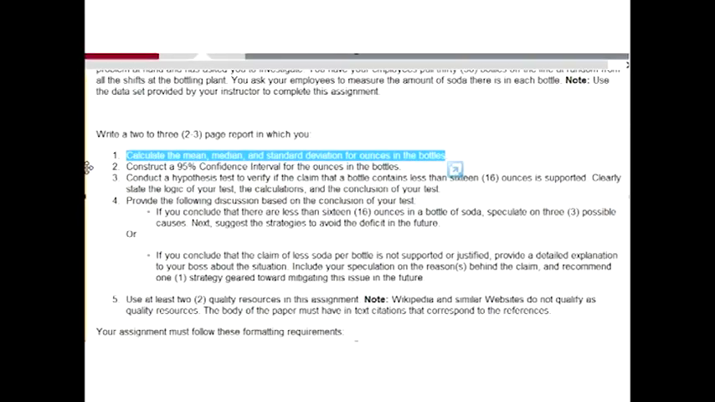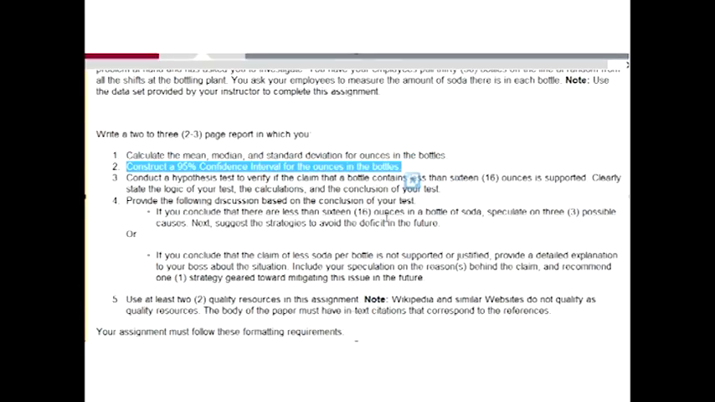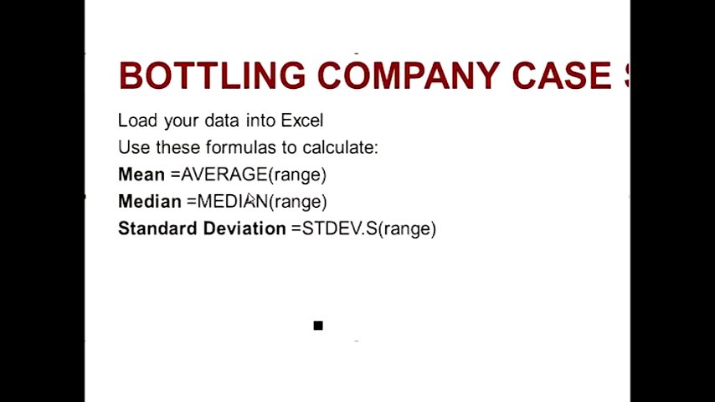So then the next part that you have to do is to construct a 95% confidence interval for the ounces in the bottles. Okay, 95% confidence interval. Some students will not have made it to confidence intervals by the time it's time to do this project. So here's instructions for how to do a confidence interval.